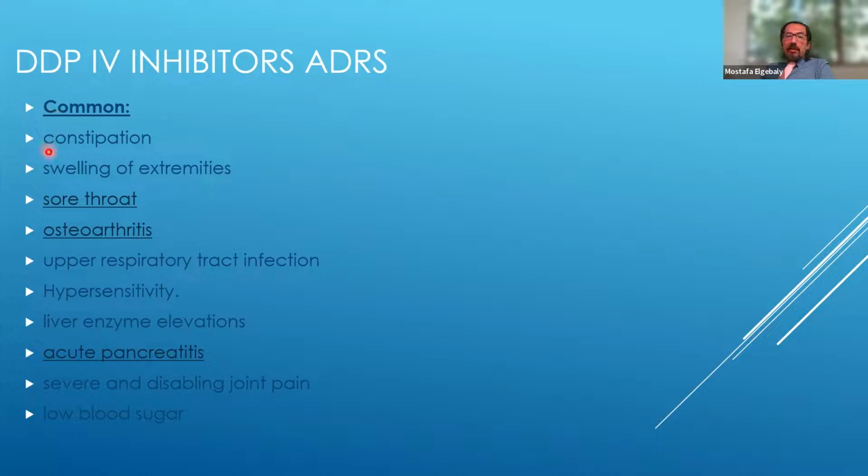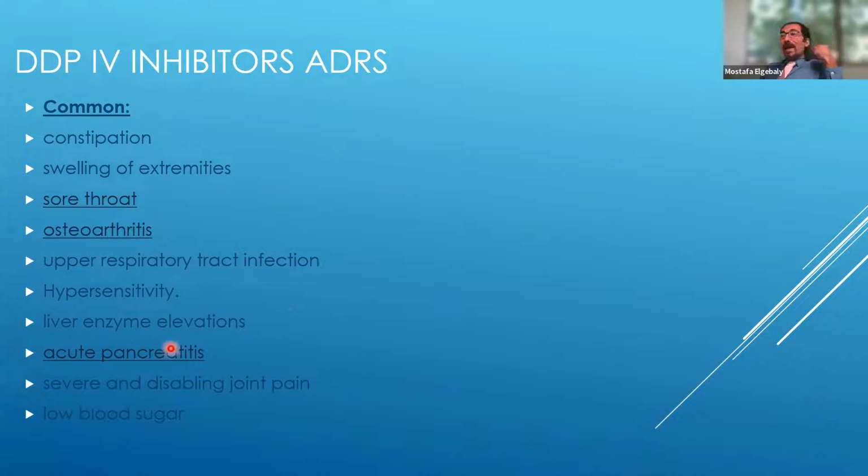So things like constipation, because it affects the GI, sore throat, osteoarthritis, inflammation in bone cells. Ost means bone. Upper respiratory tract infection. Many drugs have hypersensitivity issues, but the ones we focus on are specific chemical structures and classes that can give you an issue, but you typically can put hypersensitivity in a class. Liver enzyme changes, if the drug is metabolized by the liver.